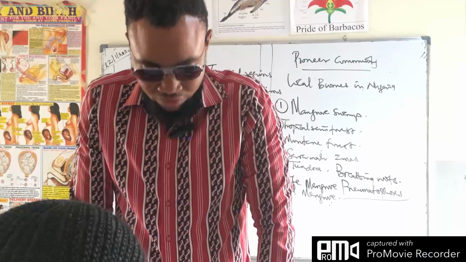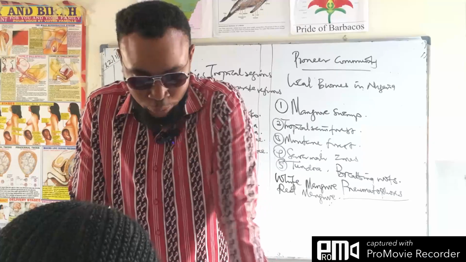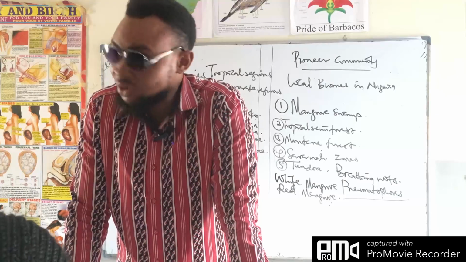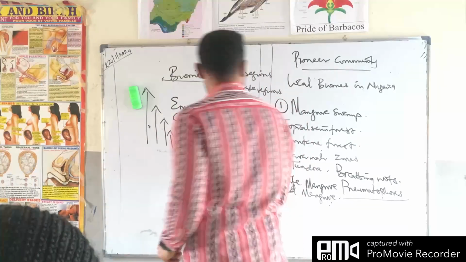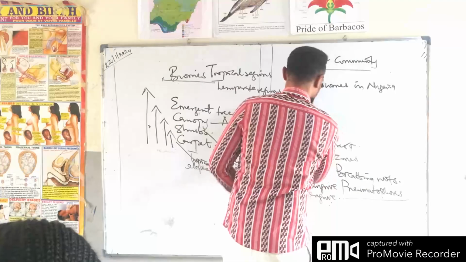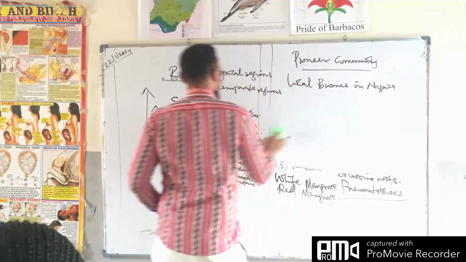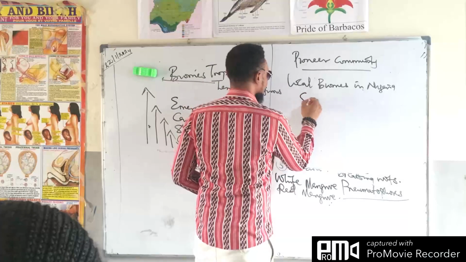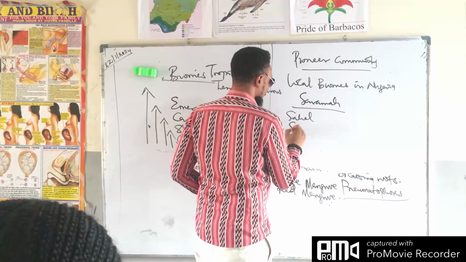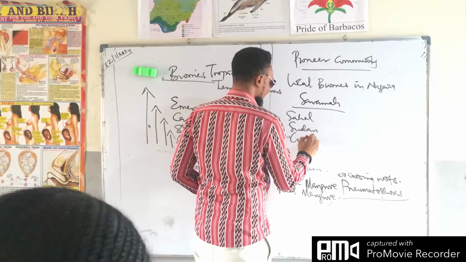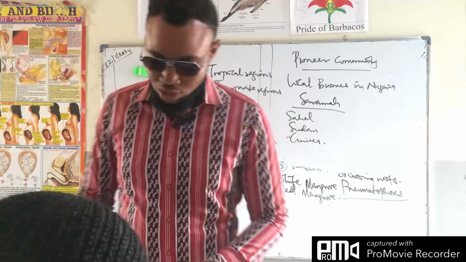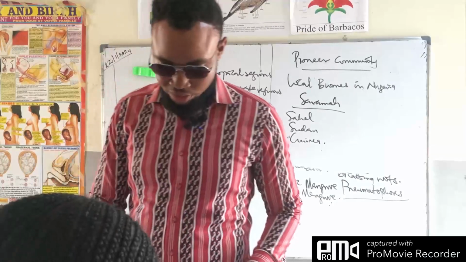So in the savanna zones, we have your tropical grasslands, often known as what? Savanna. And we have different types. We have Sahel, Sudan, Guinea savanna. And all these are not the same.